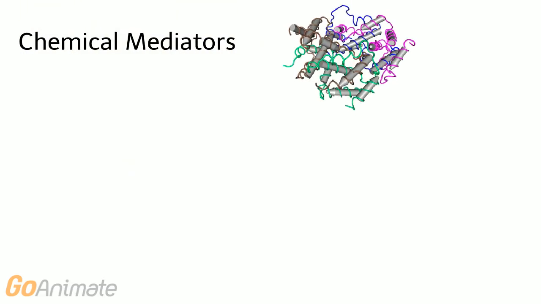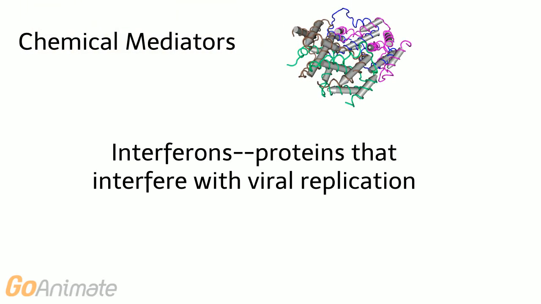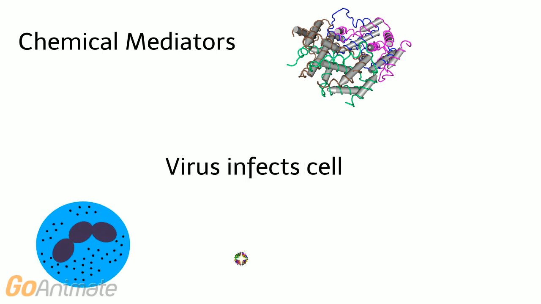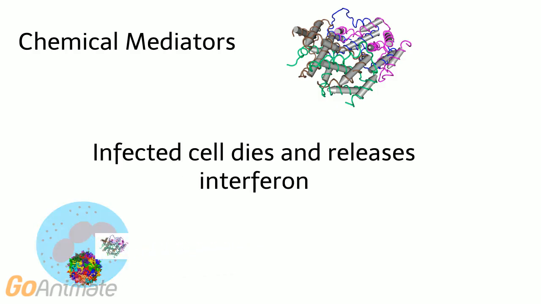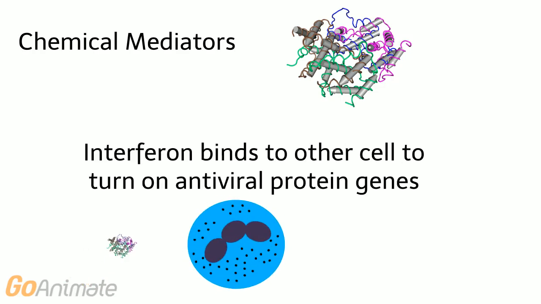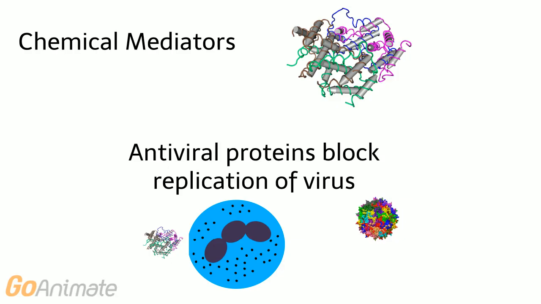Let's look at chemical mediators next. Interferons are examples of chemical mediators. Interferons are proteins that interfere or inhibit viral replication. Some white blood cells respond to viral infection by producing interferons. The infected cell dies and releases the interferon. The interferon can bind to other cells, turning on antiviral protein genes. These antiviral proteins then block viral replication within the cell.